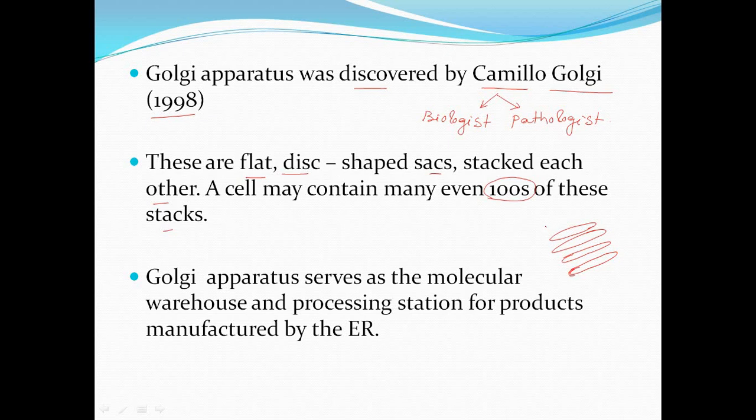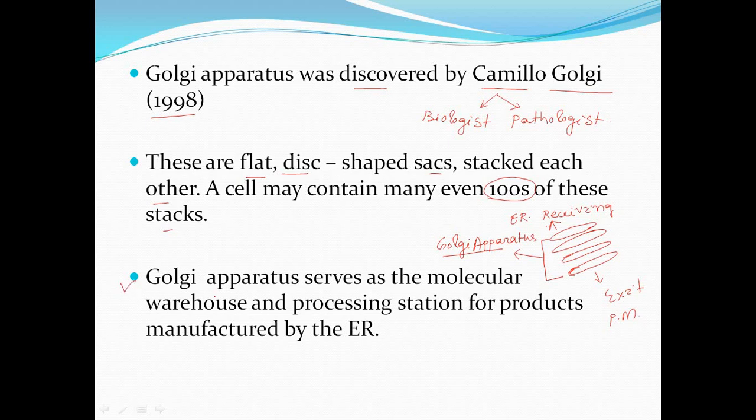It has cisternae. One is the receiving side, which faces towards the endoplasmic reticulum, and one is the exit side, which faces towards the plasma membrane. This is the receiving side, and these are Golgi stacks or Golgi apparatus. Many cells contain even hundreds of Golgi apparatus.